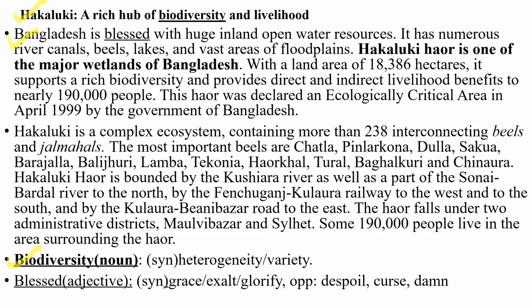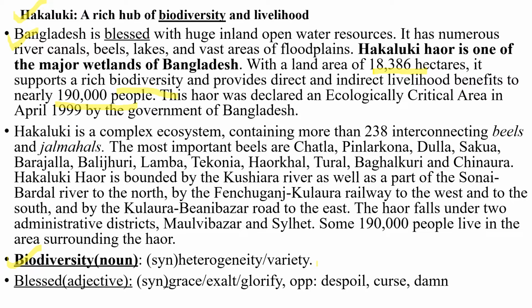It is famous among these bills and lakes, with a land area of 18,386 hectares. It supports a rich biodiversity and provides direct and indirect livelihood benefit to nearly 190,000 people. So the area of this land is actually 18,386 hectares. Do you know what a hectare is? One hectare equals 10,000 square meters. So it's a huge number. The area of this Hakaluki Haur is huge, and it supports a rich biodiversity.